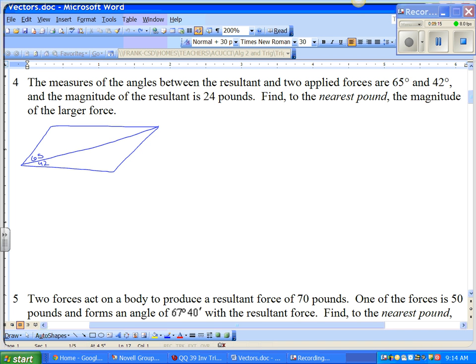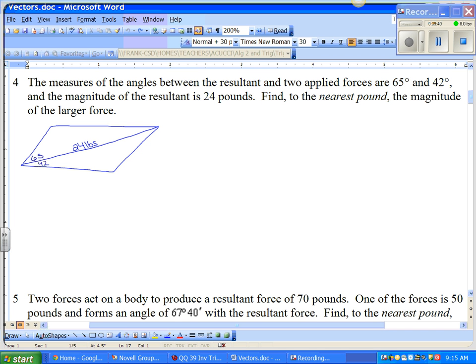It says the angles on either side of the resultant, right? And that resultant is your diagonal. What do we know about the resultant? It's 24 pounds. Good. So we're going to put that in there too. Okay, so that's all of the information they gave us, right? But there's a lot more information we can get. Agreed? All right, what do we know?